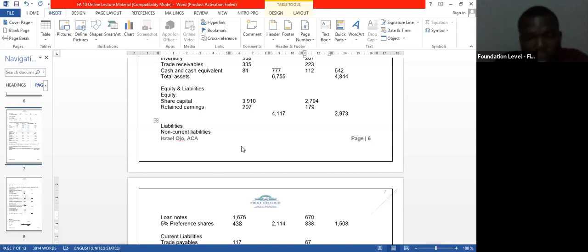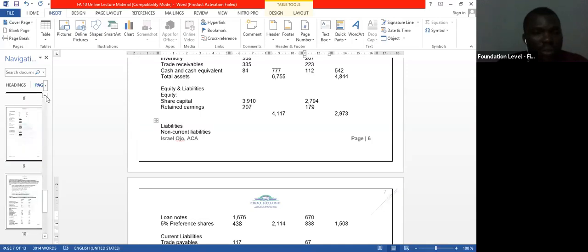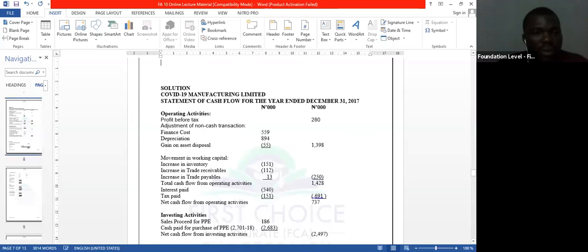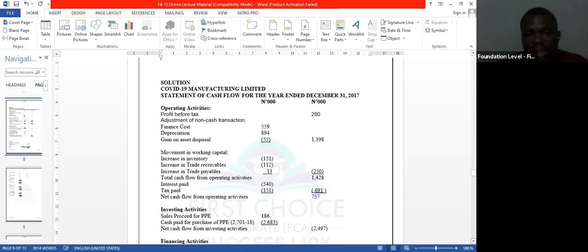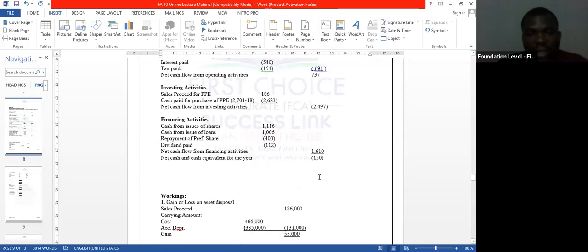And so we have that. So we come back to our solution. Now that we are on our solution, we have gotten it for the year. The next thing that we need to get is net cash flow, so we have what we call the cash flow.